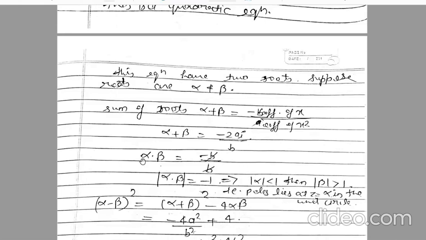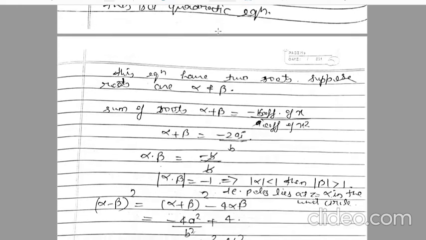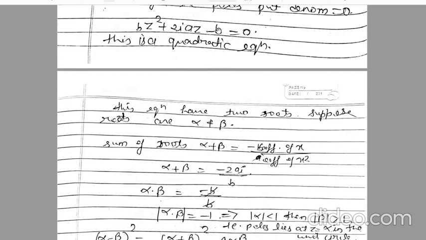Now the product of the roots, alpha into beta, is equal to the constant coefficient upon the coefficient of z square, that means minus b upon b, which is minus 1. Why are we finding this? Because we cannot easily solve this quadratic equation, so we calculate the sum and the product of the roots. We will always solve this type of question by applying this method.